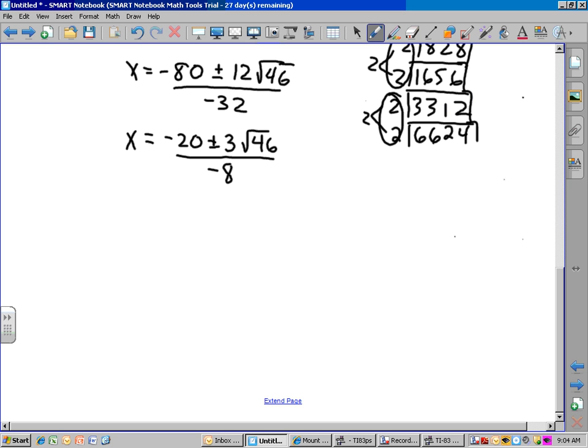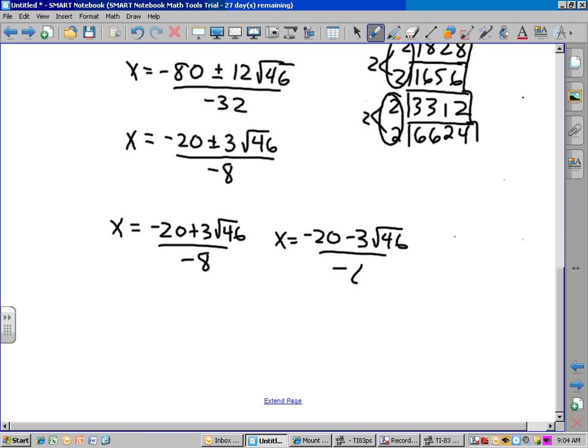So our solutions are x equals negative 20 plus 3 square roots of 46 over negative 8, or x equals negative 20 minus 3 square roots of 46 all over negative 8. Those are the exact solutions. Anytime you get a square root solution, you should also get a decimal solution.